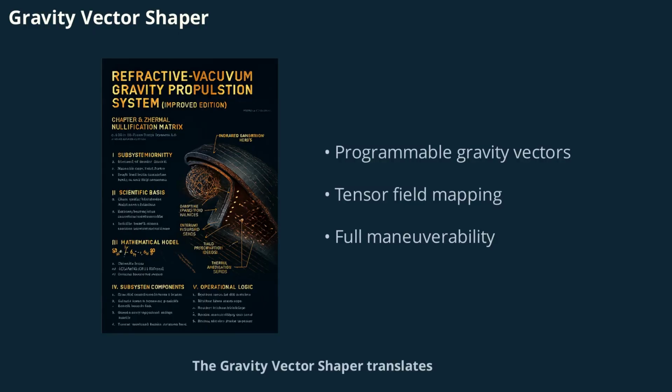Gravity Vector Shaper translates refractive gradients into precise propulsion vectors, enabling full control of thrust, orientation, and maneuverability. Using tensor field mapping and AI-driven amplification nodes, this subsystem allows the AGF-1R to maneuver with zero inertia lag and full directional control. The mathematical model for vector mapping provides a clear path for experimental validation and optimization.